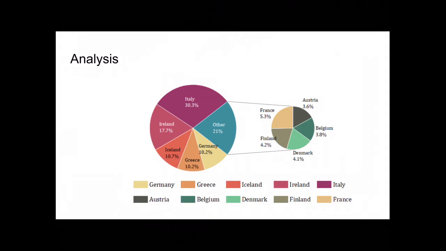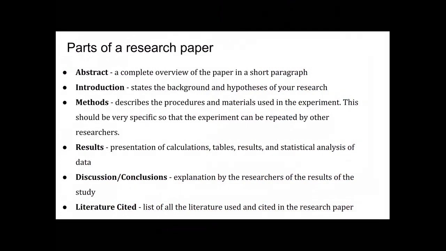So what are we going to see when we read a paper? The first thing we'll see in a paper is the abstract. Oh my gosh. There we go. So the abstract is a complete overview of the paper in a short paragraph. So if you need to do some research, or you just need to write a paper on something, you might read a number of abstracts to find enough studies that have been done about the topic that you're writing about.